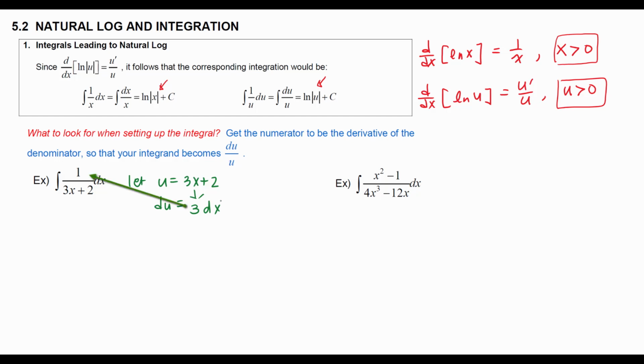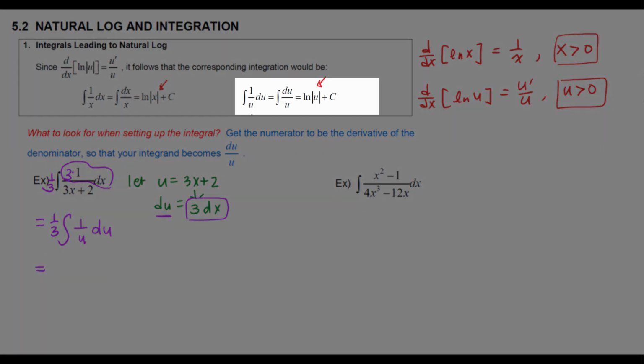And you don't have a 3, but since 3 is a constant, you can always multiply by 3 on the numerator and divide by 3 outside of the integral so that it is quantity 1. But now you have 1/3 integral. This part right here, 3 dx, is your du. So you have 1 over u du now.